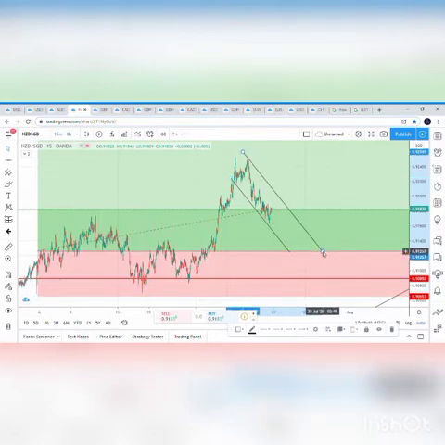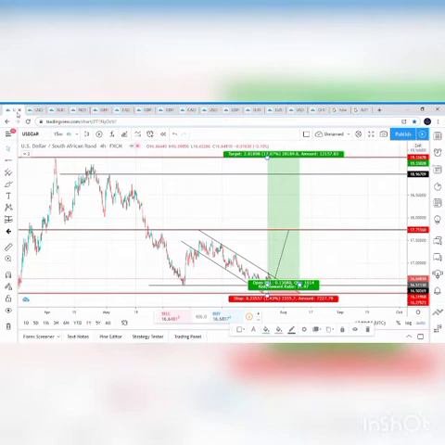I want to quickly share four setups for you guys for the week. I have about 15 setups over here, but I just want to share the first four. 1, 2, 3, 4. The first four for you guys. Firstly, I'll be starting with USDZAR. I'll be making this real quick.